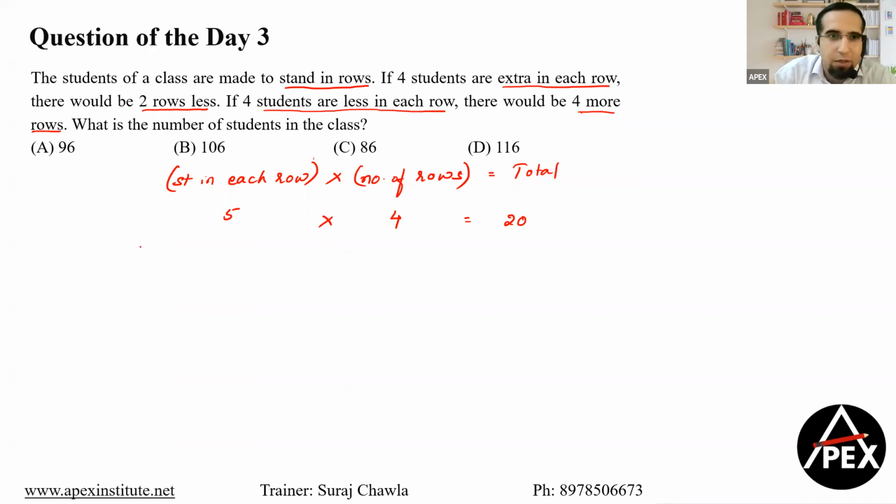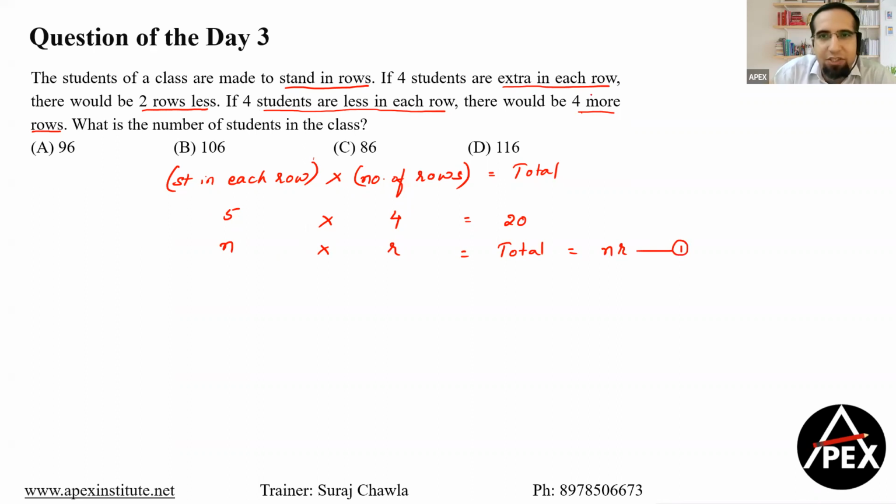Now I'm talking about the same class, which means the number of students in the class is always the same. So now let me assume that there are n students in each row and there are r rows. So therefore, my total number of students in the class is equal to nothing but n into r. Let me make that equation 1. Now let's follow the data statements given to us.